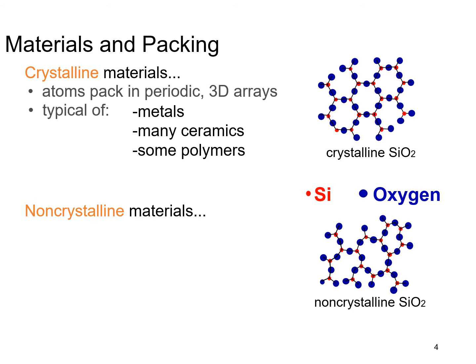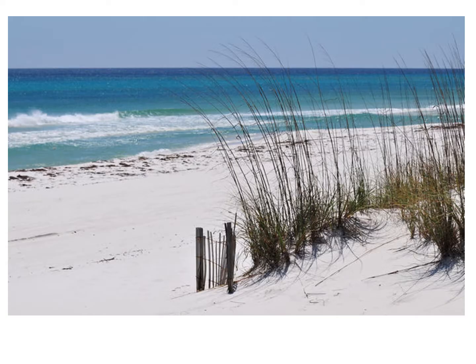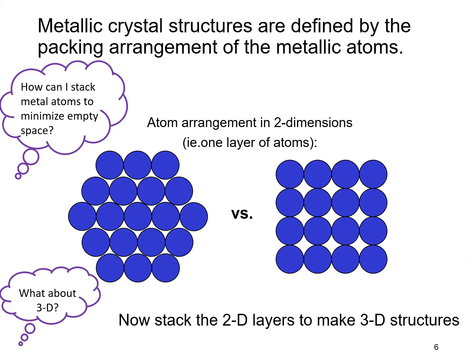Specifically, this is different than if you took those same atoms, the silicon and the oxygen, and arranged them in a non-crystalline form where it's random bonding. The atoms don't have periodic packing, and this occurs if you have very complex structures or rapid cooling conditions. We would call this non-crystalline state amorphous. There's your silicon dioxide, the most abundant material on Earth.